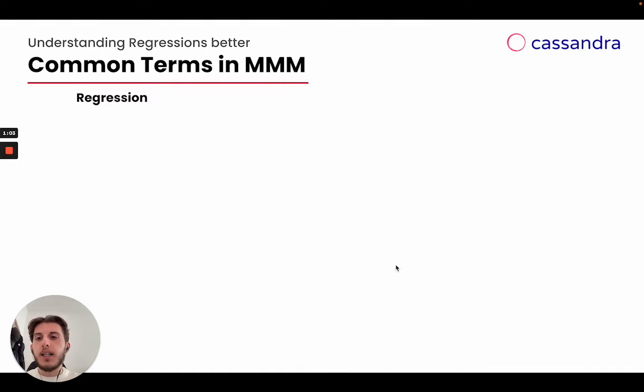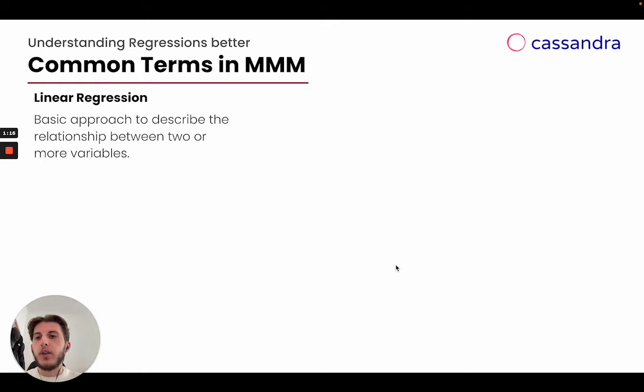The first term that we have already heard a little in marketing mix modeling is regression. Specifically, the very first type of regression you'll probably find yourself using, the basic one, is linear regression, which is a basic approach used to describe the relationship between two or more variables. This is a simplistic definition. You can find more if you're curious, but at this point you may ask yourself, okay, but what does this mean in the real world?